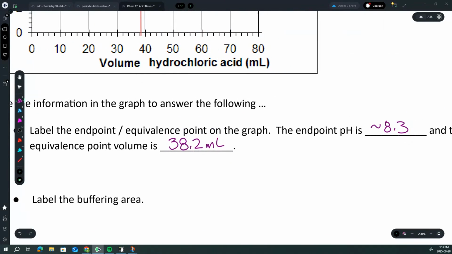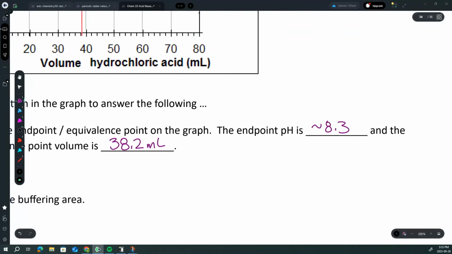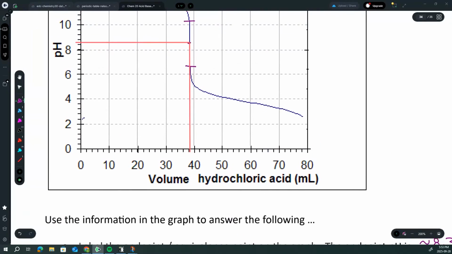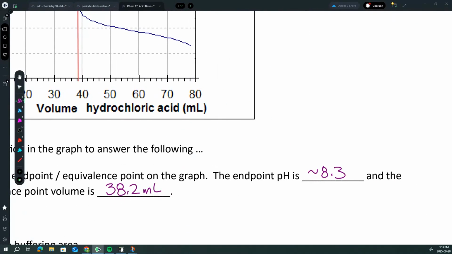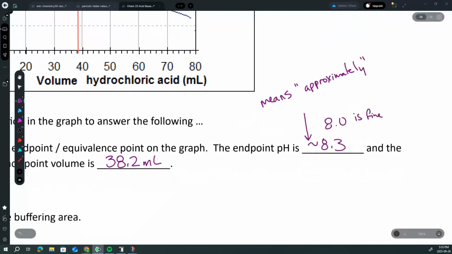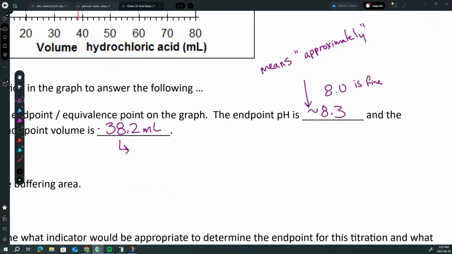Keep in mind for reading graphs, there is a little bit of wiggle room for your answers here. So if you got a pH of 8 for the endpoint, that would be fine. By the way, this little squiggly line just means approximately. And same with the volume, 38 milliliters is fine too.